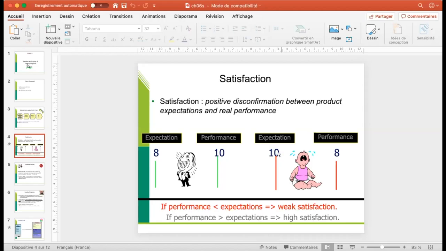On the other side, if you expect more than you perceive, for example, you expect a 10, but you perceive only an 8, then you will have weak satisfaction. It will be a negative disconfirmation between product expectations and real performance. In this case, you will have dissatisfaction. So, for example, if you have booked a superior room, but finally the hotel gives you a standard room, or if you have booked a room with a view on the city and you have a room with a view on the backyard, then you expect more than you finally get, and you will have a negative disconfirmation between what you expect and what you really perceive. It means that you will be highly dissatisfied.